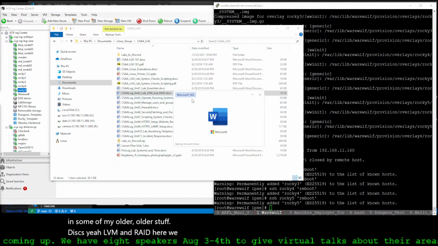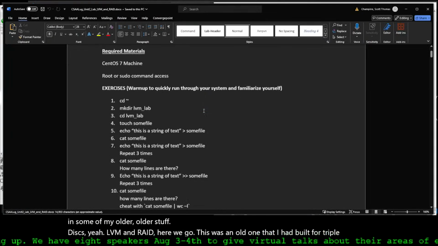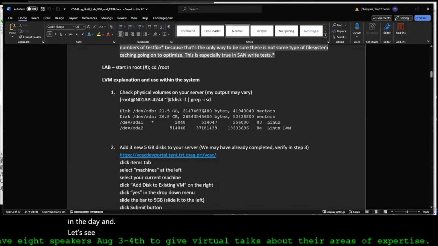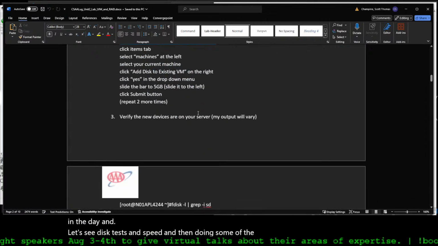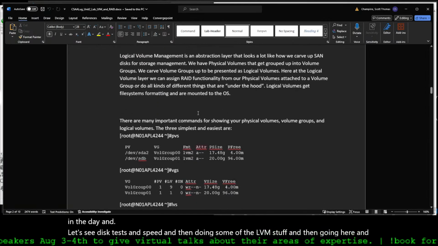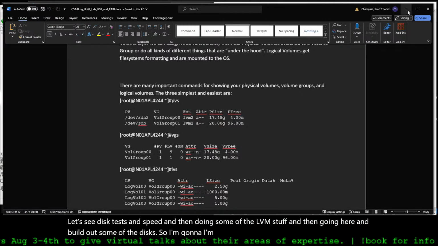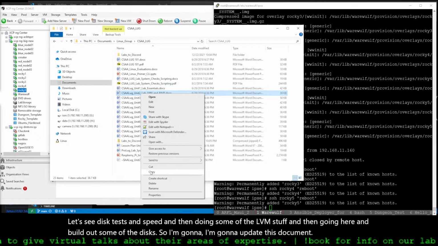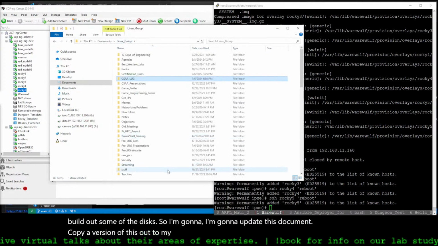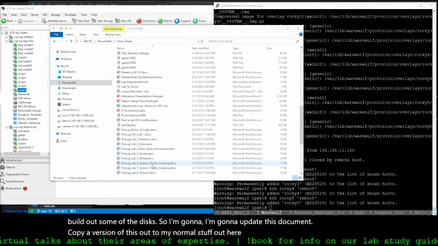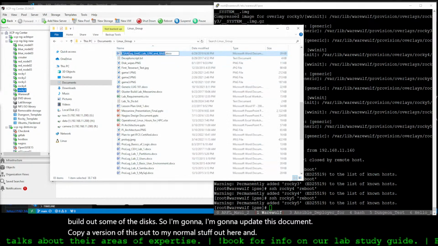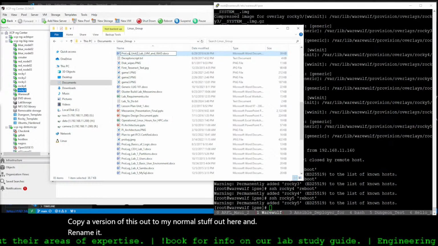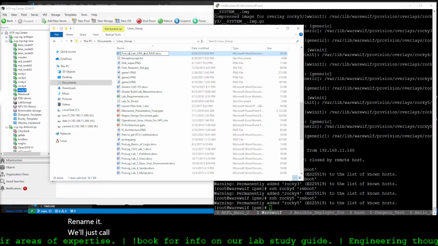Here we go. This was an old one that I had built for AAA way back in the day. And let's see. Disk tests and speed. And then doing some of the LVM stuff. And then go in here and build out some of the disks. So I'm gonna update this document. Copy a version of this out to my normal stuff out here and rename it. We'll just call it lab and VM RAID. And I'm going to update that.